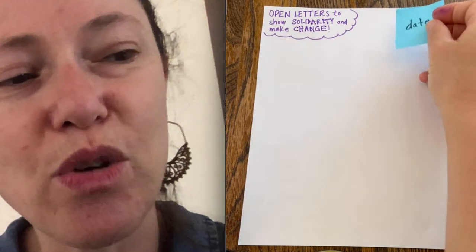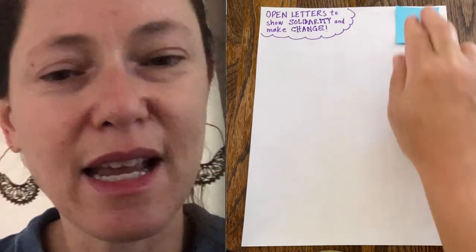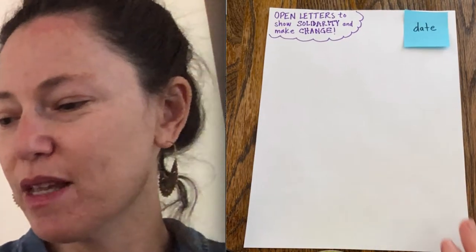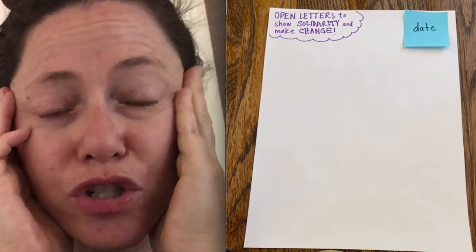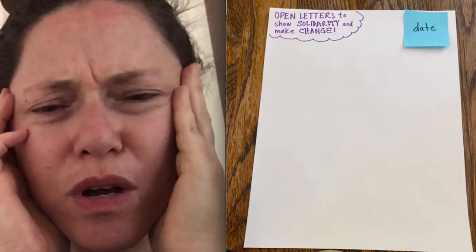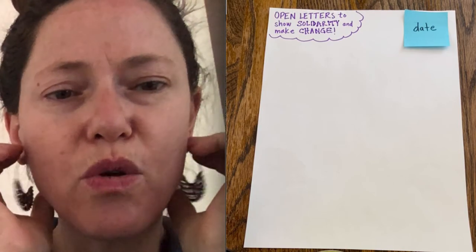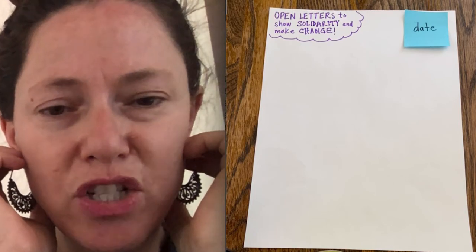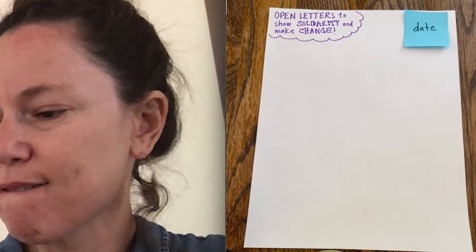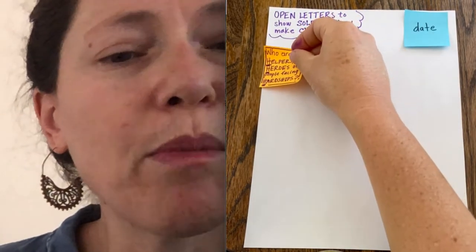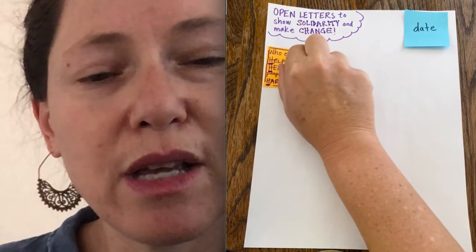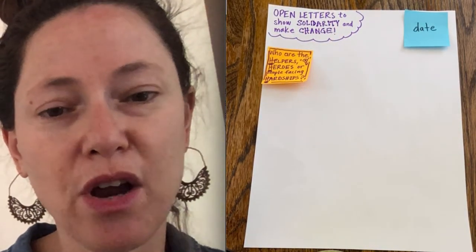First thing that you do, just like any other letter, is you write the date in the upper right-hand corner. And then you have to think about, who do you want to show support for? Who or what are you going to try to make changes about? One way to do that is to think about who the helpers, the heroes, and the people facing hardships are in our world.